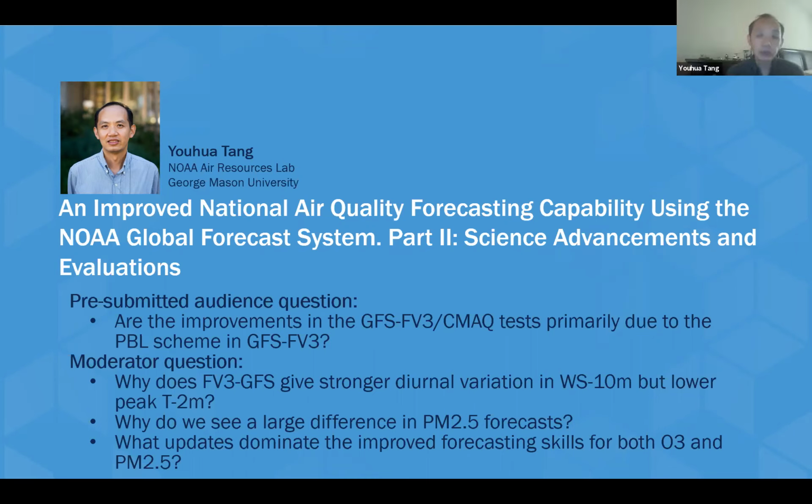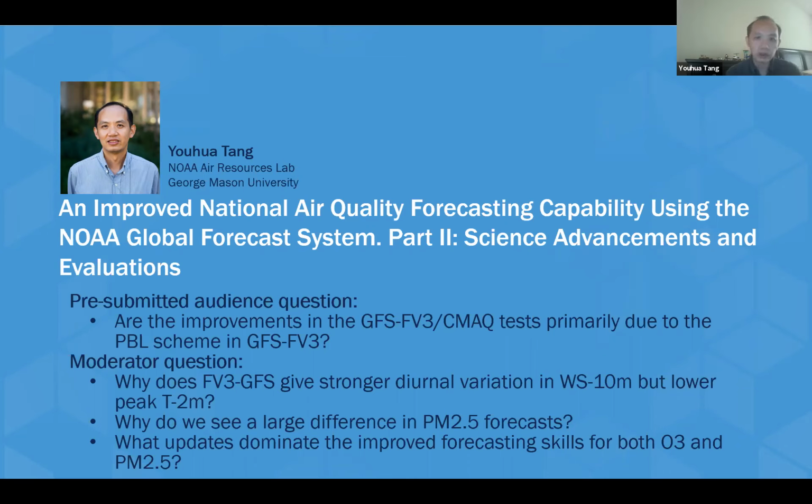I would say the PBL scheme has a big influence on this difference, because we saw the GFS yield a higher PBL height during daytime, during summer, and lower in the early morning. So that has a different effect, like the GFS yields a higher surface wind and lower 2-meter temperature. So of course it generally yields lower ozone, but PM 2.5 varies in most places.